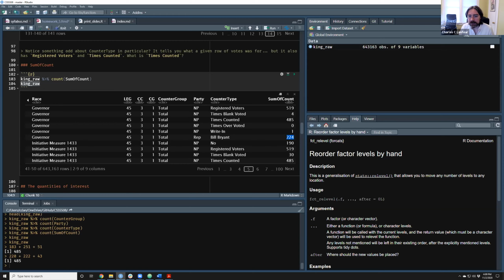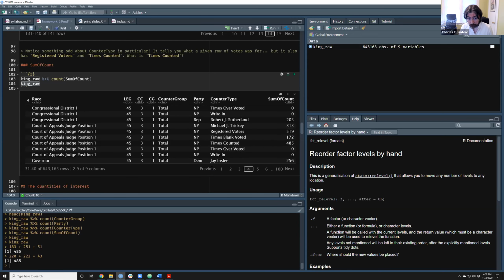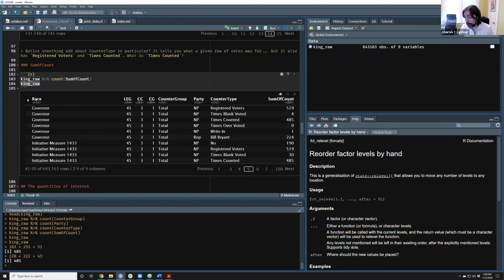And then we'd have to do something like take this number of votes divided by the times counted, or maybe the registered voters, or maybe some ratio of this to the Democratic vote, which would be Jay Inslee at 256 right here. Okay. So we have to grab all sorts of different pieces within each one of these races to piece together things like the voting percentage.